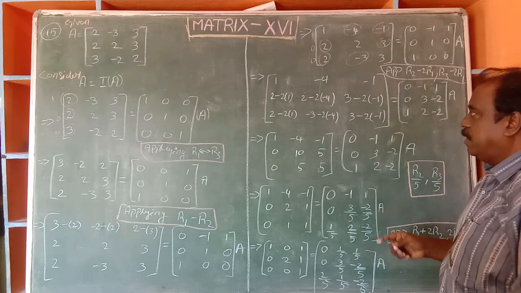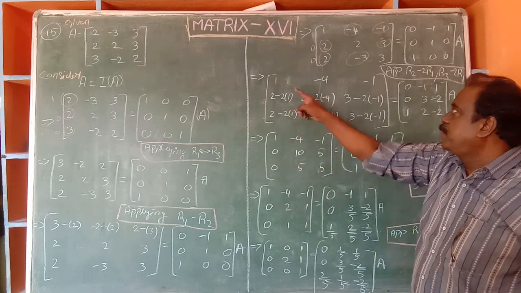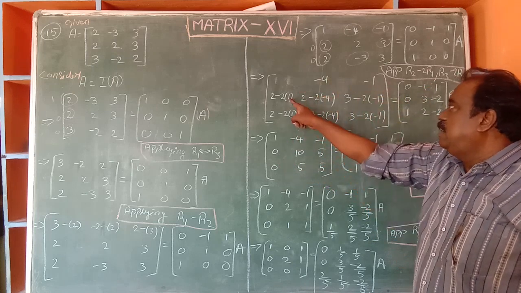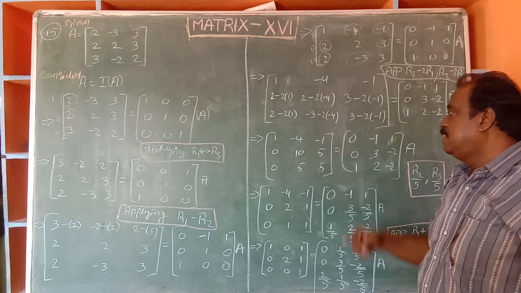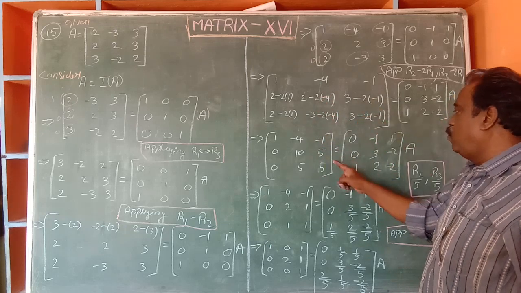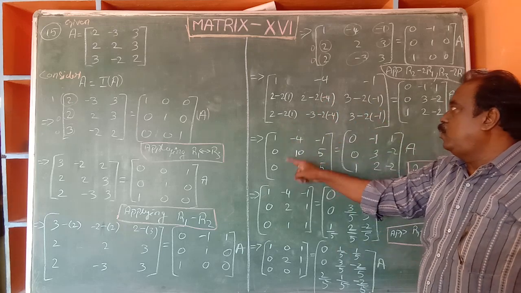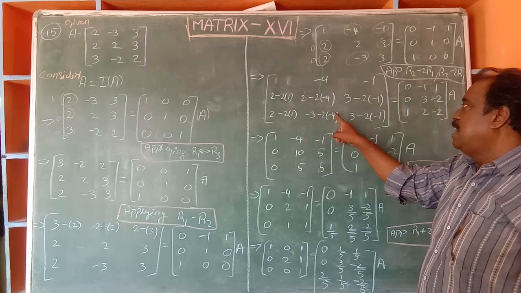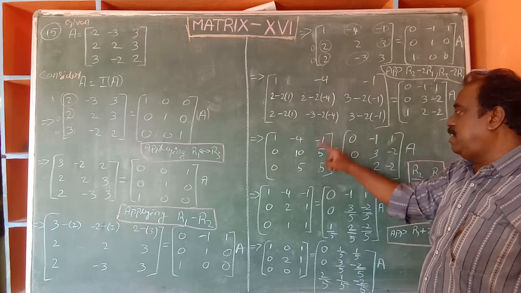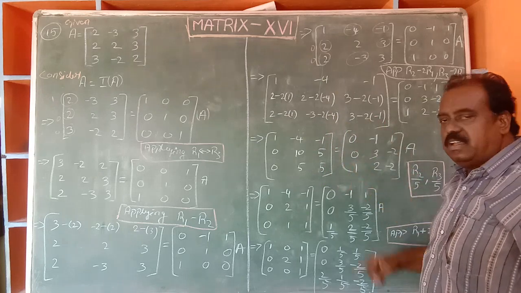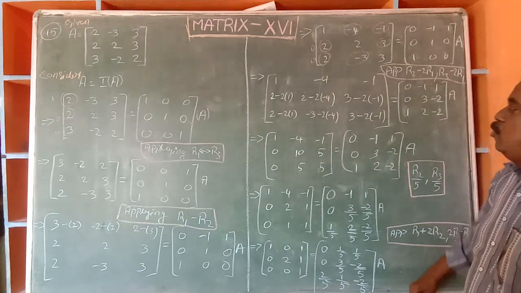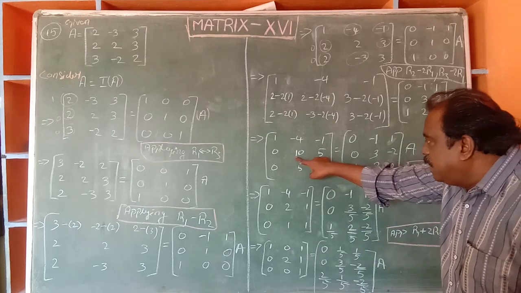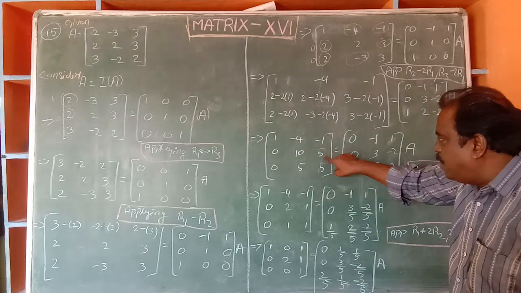Okay, you solve it. Now simplification. 1 minus 4 minus 1. This is 2, this is 2 plus 8, 10. 3 plus 2, 5. Here also 2 minus 2, 0. Minus 3, it is plus 8. Minus 3 plus 8 is 5. 2 plus 2 is 5. Okay, now here you see 10, 5 is there.